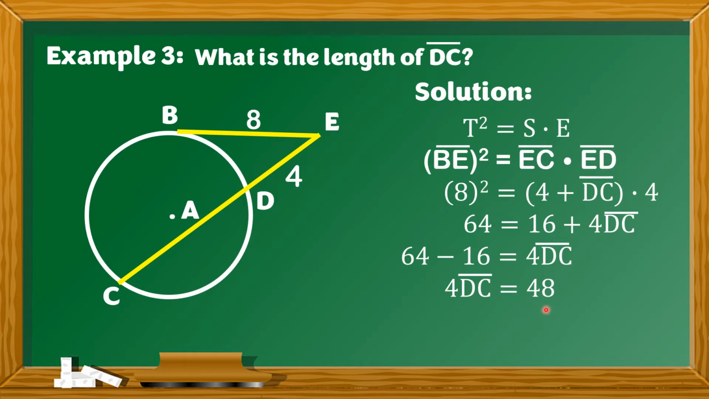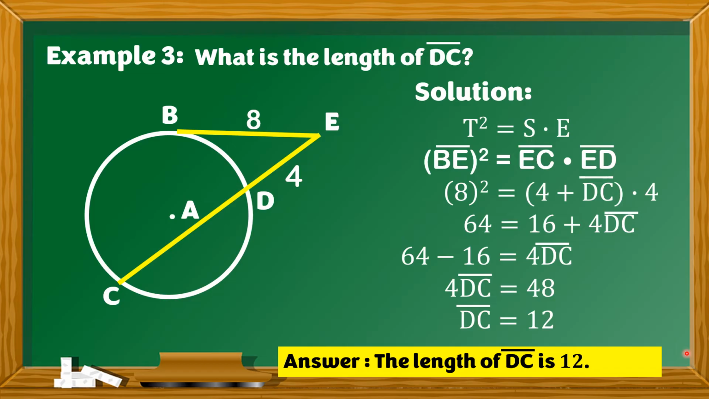And then we're going to divide the equation by 4. So 4 line segment DC divided by 4 is equal to line segment DC. And 48 divided by 4 is equal to 12. So line segment DC is equal to 12. The length of line segment DC is 12.